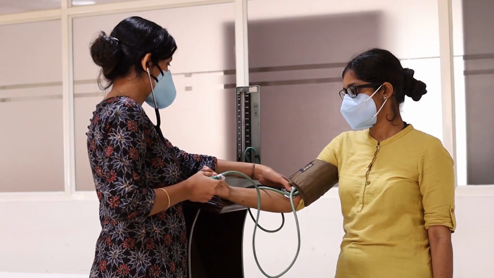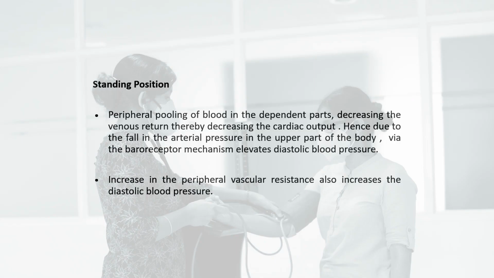Now for recording BP in the standing posture, the subject is asked to stand from the supine position and the recording of BP is done immediately. While recording the BP, make sure the apparatus is kept almost at the level of the heart, also to avoid parallax error while noting the manometer reading. On standing, there is peripheral pooling of blood in dependent parts which decreases the venous return, thereby decreasing the cardiac output. Hence, there is a fall in the arterial pressure in the upper part of the body.